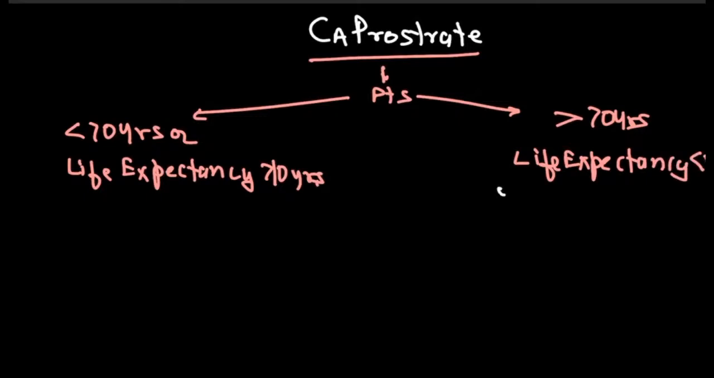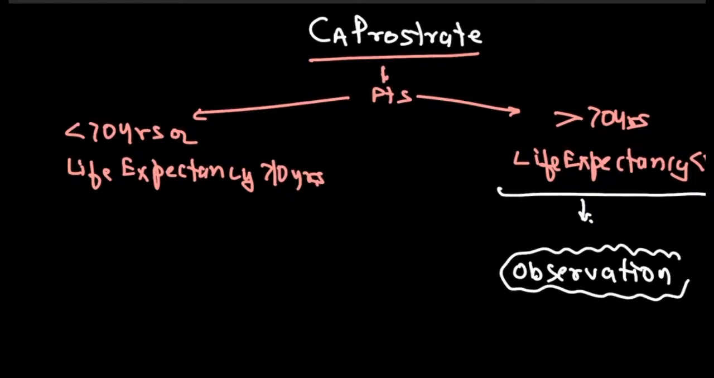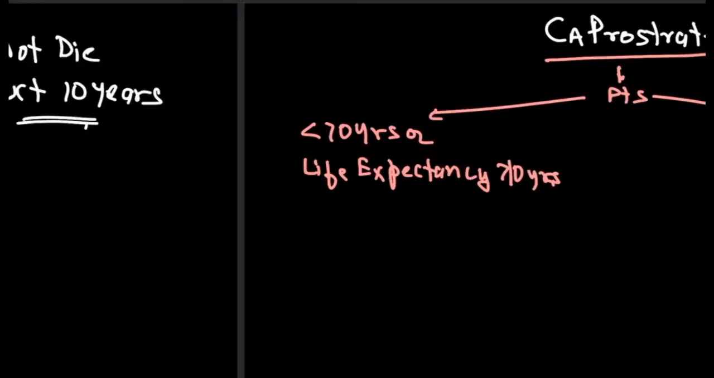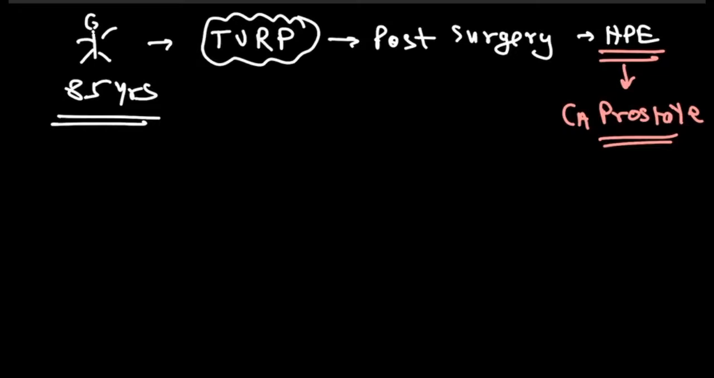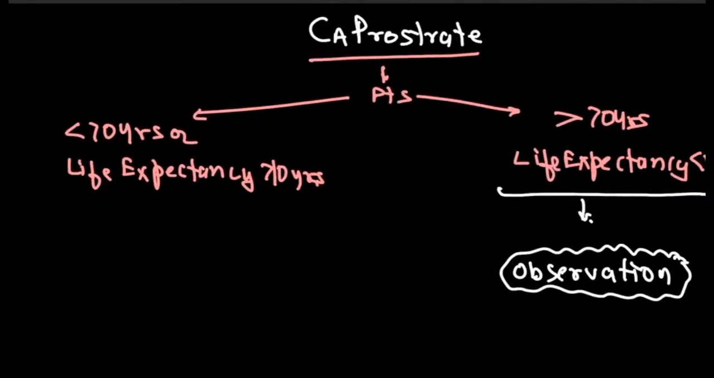If the patient has a life expectancy of less than 10 years, is it justifiable to subject the patient to a radical prostatectomy? It is a very morbid surgery, so no, it is not justifiable. You need to go in for observation, because before the patient dies of the prostatic carcinoma, some other disease is going to kill him. This patient is already 85 years old, so he is unlikely to die because of the prostatic carcinoma. Most likely he will die because of a stroke or an MI. So why trouble this patient with a radical prostatectomy? Don't do that. Just go in for observation.